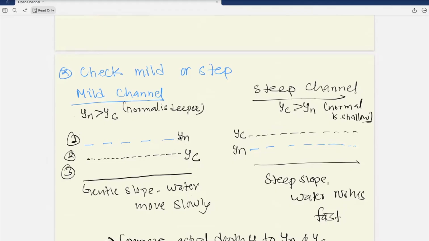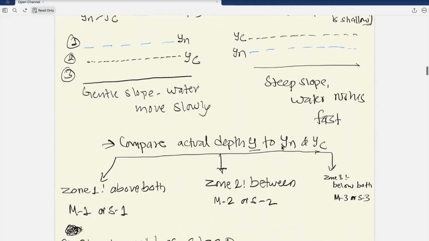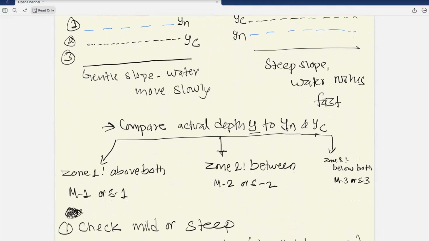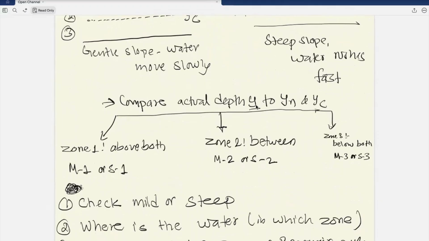So if normal depth is greater than critical depth, then we consider that a mild slope. Whereas for a steep slope, if the critical depth is greater than normal depth, then we consider that a steep slope. And if we compare actual depth y to yn and yc, and y actual depth is greater than both yn normal depth and yc, then we can consider that zone 1, which is like M1 or S1.